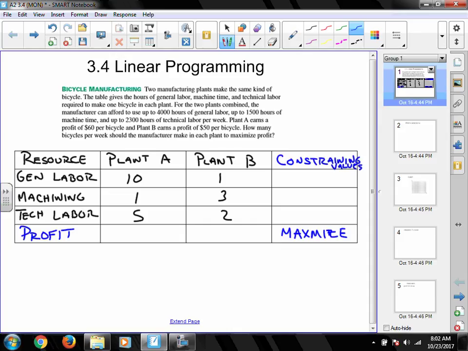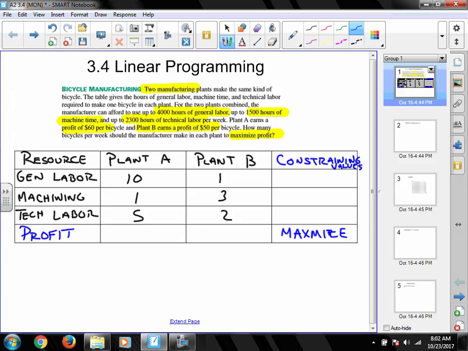Now, if we go up into our table here, I'm going to highlight some important parts. 2 manufacturing plants, they've already got that separated for us, Plant A, Plant B. And we can use 4,000 hours of general labor, 1,500 hours of machine time, and 2,300 hours of technical labor. Profit of $60 per bicycle. Plant B gets $50 per bicycle. And overall, we're trying to maximize profit. Those are all what I consider to be important information that have not been given to us in the table yet.